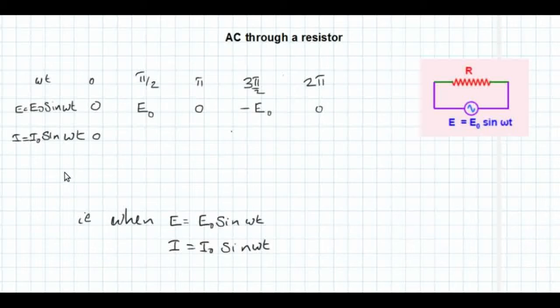Now, what about the current? So we can see that when E is equal to E0 sin omega t, current is also I0 sin omega t.